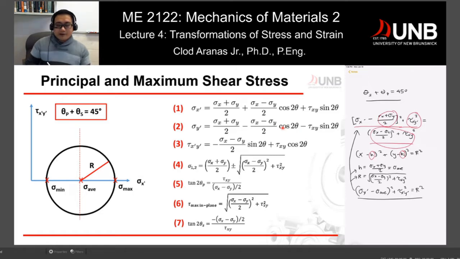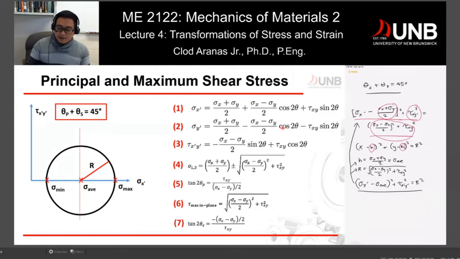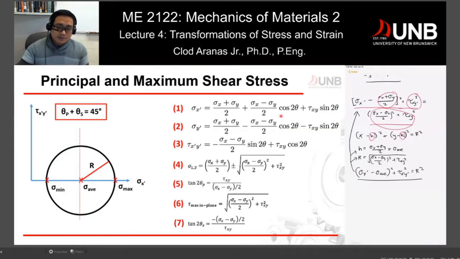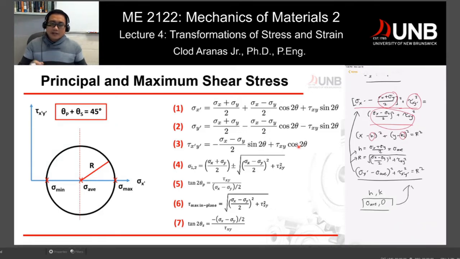So that would be our governing equation, or equation of a circle, for the equation that we derived from number 1 and number 3 right here. If we look at this equation, we can easily say that the center of our circle, h, k, is at the values average stress and 0. That would be the location of the center of our circle. Another thing this equation tells you is that whenever you have a stress and shear, it follows a circle.